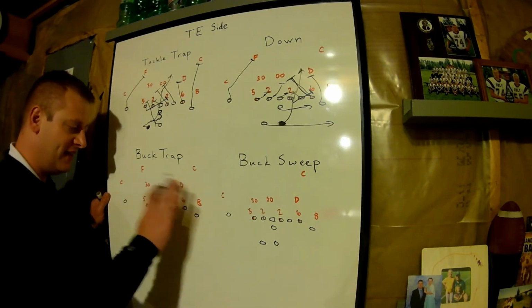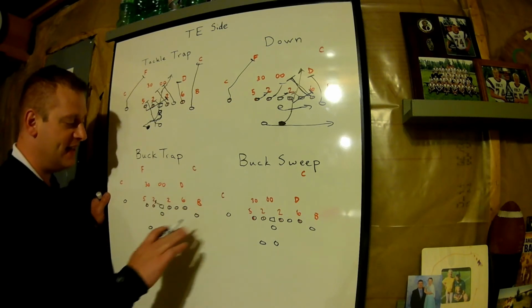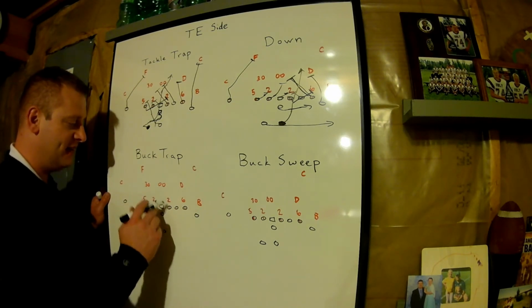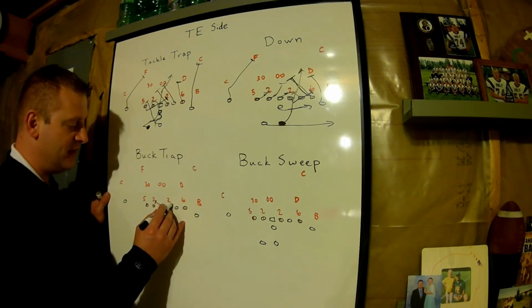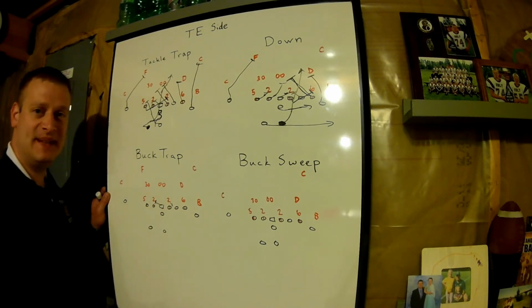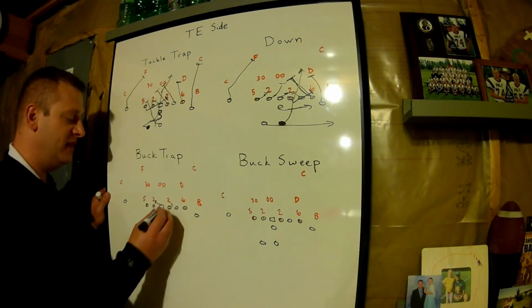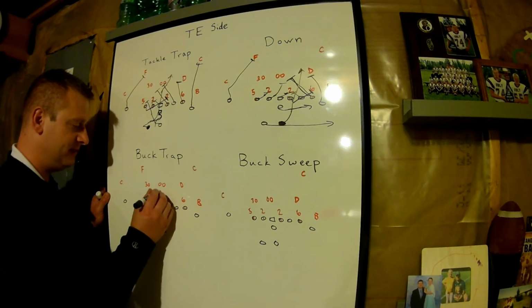Just because if they're slanting to that tight end side, that linebacker's A-gap responsible. The 2 technique becomes B-gap responsible. If he's not getting hands on that guard, he's going to be really susceptible to getting trapped.